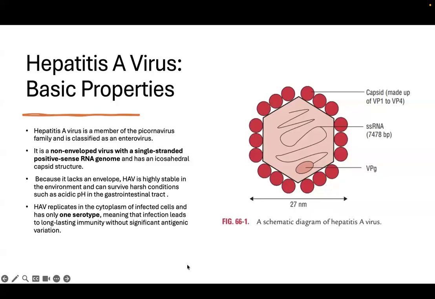Even though in some sense you only get it once and you get cured quite easily, the symptoms are quite annoying. So the thing about hepatitis A virus is that it only has one serotype. This is a very good advantage for us, because once you get infected with it, you get long-lasting immunity. So usually you only get infected once in your lifetime.